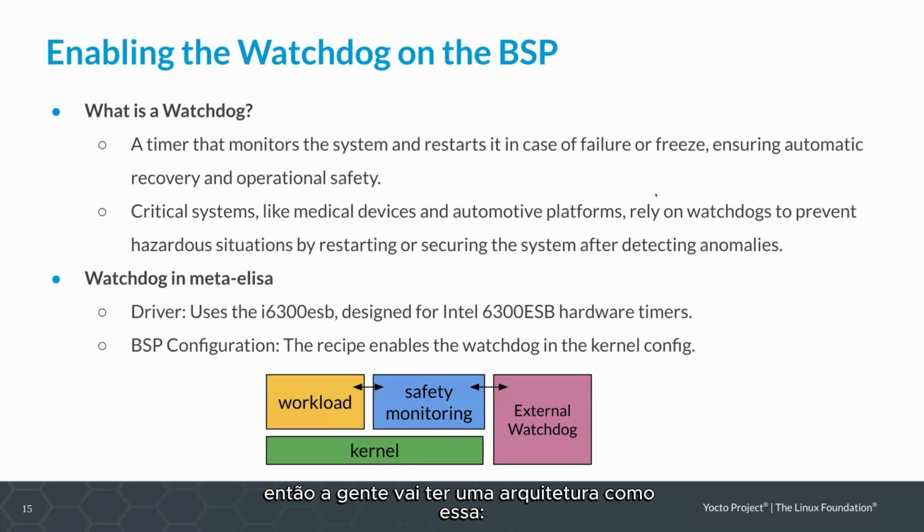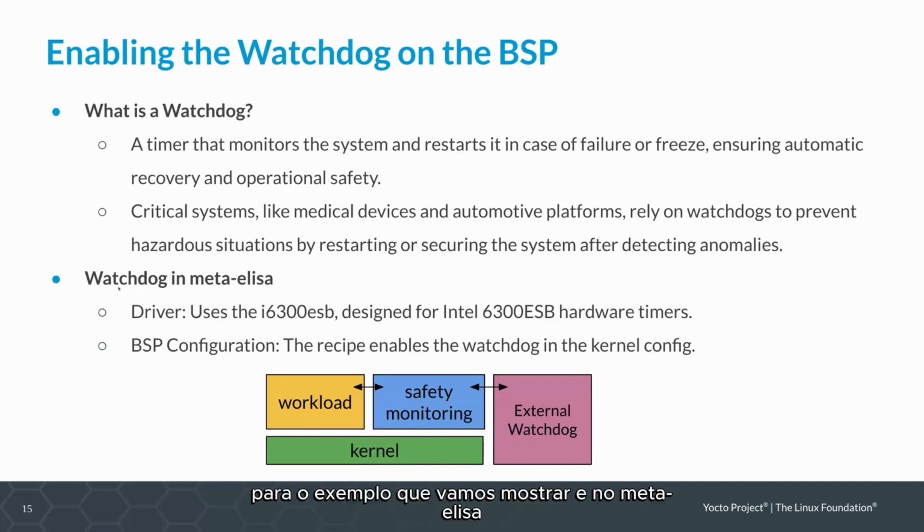So I'm going to have an architecture like this. We have our kernel, we have the workload that we want to run, the use case that we're doing. And then we have safety monitoring, some kind of software that will monitor the workloads and will monitor the watchdog. It will be responsible for triggering this watchdog or not, patting this watchdog or not. So this component will do the safety monitoring of our application.